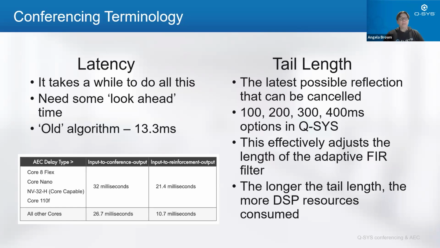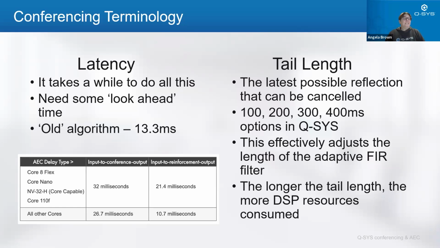Tail length. So I'm going to say this in one sentence, and it makes sense to me. How long after our initial direct signal the system will look for reflections to be canceled out? That can be in a Q-SYS core 100, 200, 300, 400 milliseconds. We're one of the few cores that gives you access to this. Most audio DSPs really operate somewhere in that 200 millisecond range. I'm sure everybody's algorithm is slightly different, but 200 is really our default and kind of a starting point.